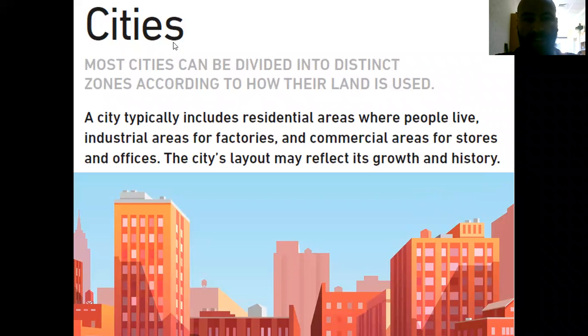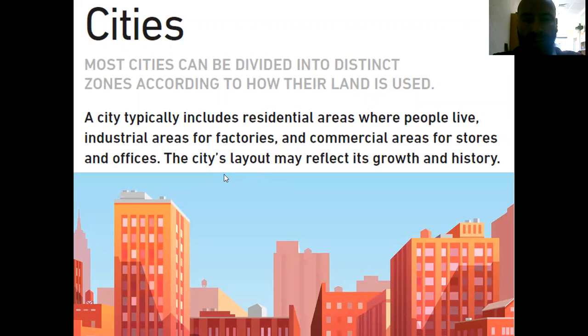To begin, we have the definition of cities that I want you to have. It says a city typically includes residential areas where people live. We're talking about fraccionamientos and colonias here in our city. Industrial areas for factories or also maquilas, which we also call parques industriales here in our city. And commercial areas for stores and offices. These are the business districts and also some malls.